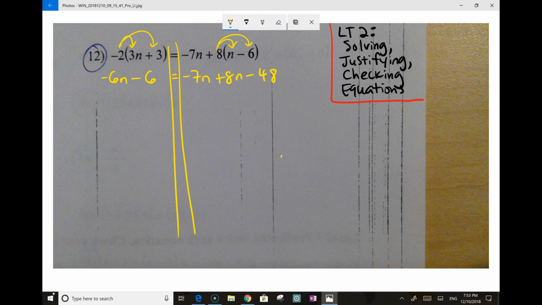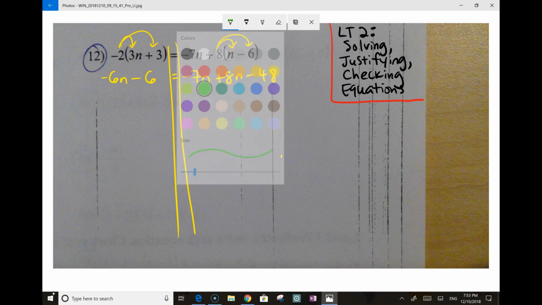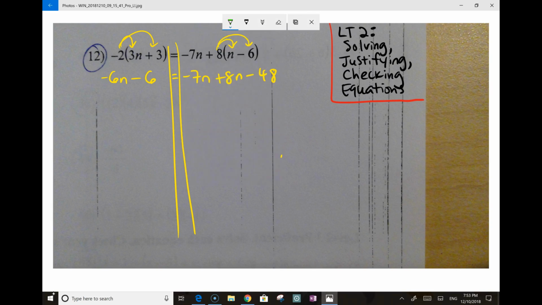Okay, now you look for like terms. The like terms will be, or should be, on the right side if you're able to combine them. So I can see over here that I have 2 terms which could be combined, and both of them share an n. So I'm going to go ahead and combine those together. That's going to make just a single n minus 48. And on the left side, -6n minus 6 cannot combine because this -6 does not have a variable.